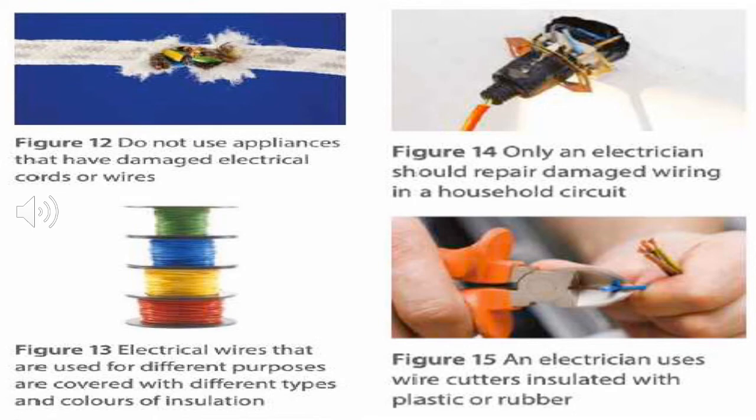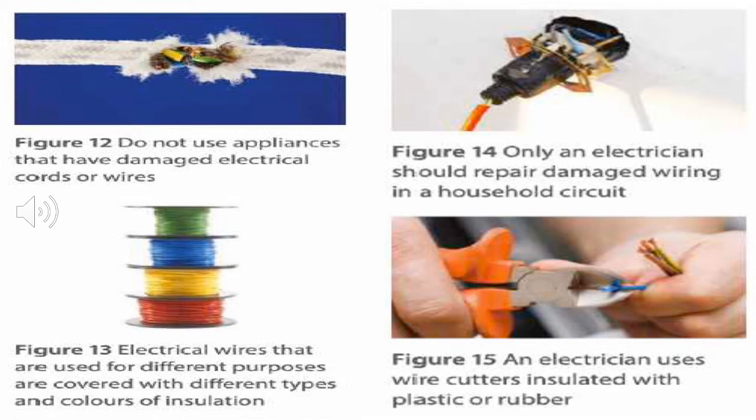So now when we look at this slide, there's 4 images. We're going to start by looking at figure 12. If we look at figure 12, we can see there is a damaged electrical cord. We should not use any appliances that have a damaged electrical cord or wire because it can cause an electrical shock. We should instead make sure that this appliance does not get used until it is fixed.